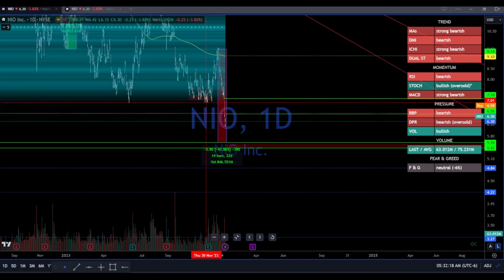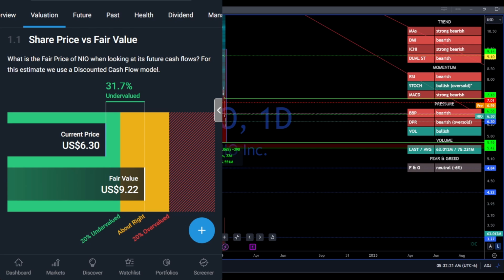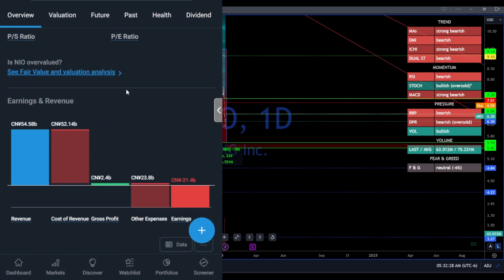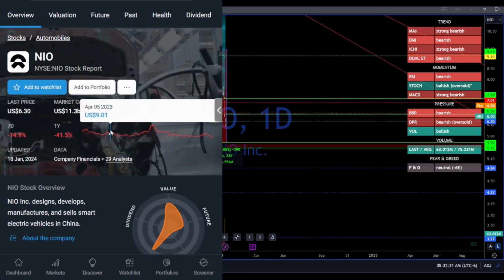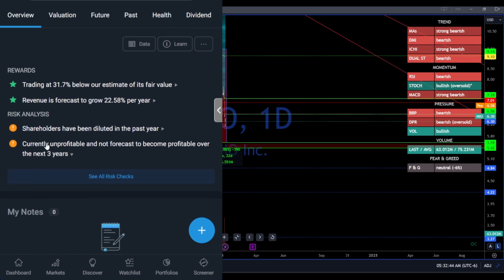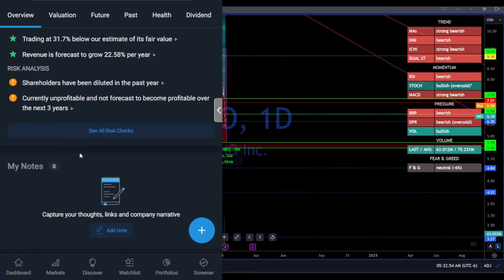So let's go back to the chart and before we move on, let me pull up this because I want to add some context to what's possible. Now, the very first thing that's here is the overview, right? So in the overview, what I seen was, yes, it's 31% undervalued. The revenue is forecast to grow at 22.58 per year, which is massive, very attractive. But this one right here, currently unprofitable and not forecast to become profitable over the next 3 years. Now, that's a big downer as far as enthusiasm goes.